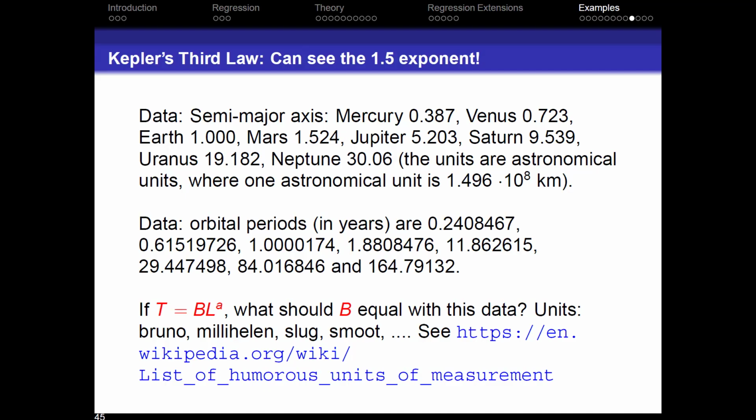So if T is supposed to be B times L to the A, is there any planet that could help us figure out what B should be? Right? Look at the units we've chosen. I'm measuring things in astronomical units and years. In those units, the period should basically be 1 and L should basically be 1. So I'm choosing good units.